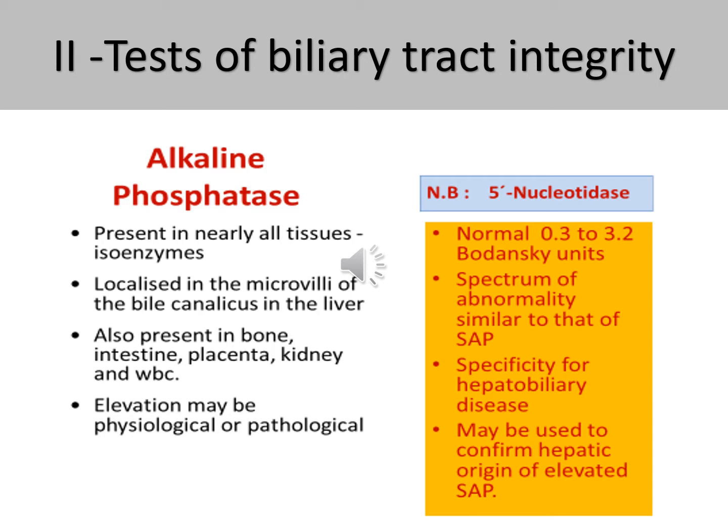As we said, alkaline phosphatase has different origins. So if you find increased alkaline phosphatase with increased 5-nucleotidase also, this means that the alkaline phosphatase came from hepatic origin. But if there is dissociation, with increased alkaline phosphatase not accompanied by increase in 5-nucleotidase, this is highly suggestive that the alkaline phosphatase is of extrahepatic origin.